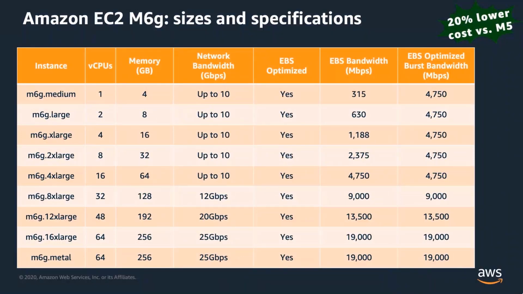So double clicking into the M6G family itself, looking at the sizes and specifications, you see here they're available with between 1 and 64 vCPUs, between 4 and 256 gig of memory, with up to 25 gigabits of network bandwidth and up to 19 gigabits of EBS bandwidth. And these instances cost 20% less versus the equivalent sized current generation M5 instances.